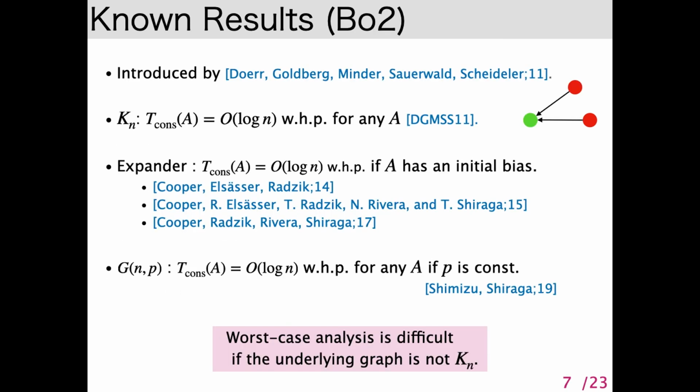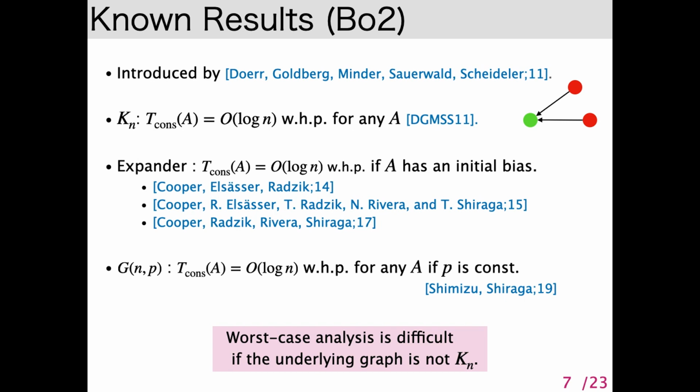Best of two was introduced recently. In the pioneering paper of Doerr et al., they considered best of two on complete graphs. They proved that the consensus time is order log n with high probability for any initial configuration. So best of two is much faster than pull voting on complete graphs. Also, there is a line of works that studies best of two on expander graphs. Roughly speaking, the consensus time is order log n with high probability under the assumption of initial bias.